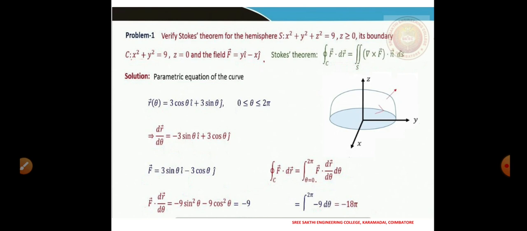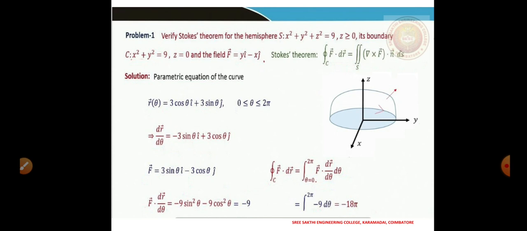So this integral over C of F vector dot dr vector, we know is equal to the integration from theta equals 0 to 2 pi of F vector dot dr vector by d theta times d theta. So theta is from 0 to 2 pi, and F vector dot dr vector by d theta equals minus 9. So we have minus 9 and then the 2 pi is the value there. So we have minus 18 pi, which is the value of the circle integral.